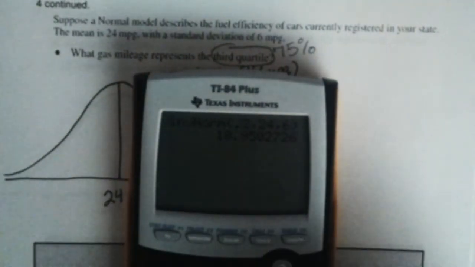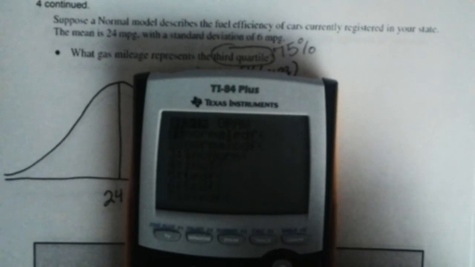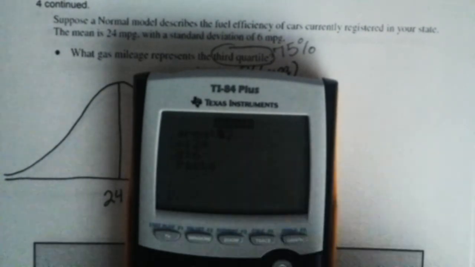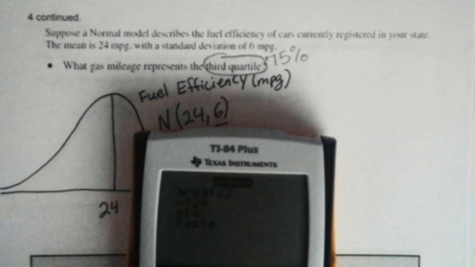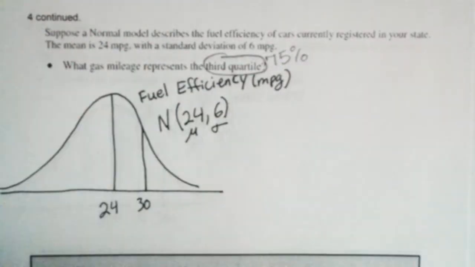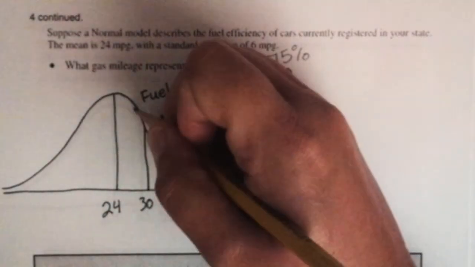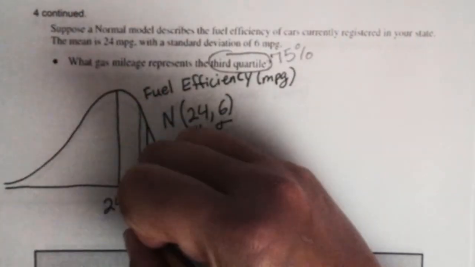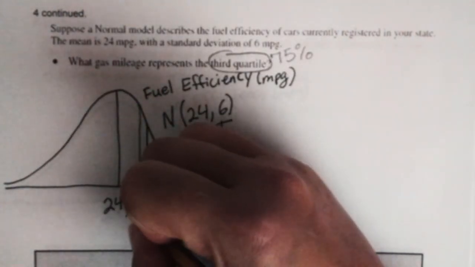So we're going to take our calculators, second, distribution, inverse norm, because we're given the percent, which is 0.75. We're centered at 24 with a standard deviation of 6. Paste, enter, it gives us 28.0469. So we're going to draw that in. I'm just going to round to 28.05.